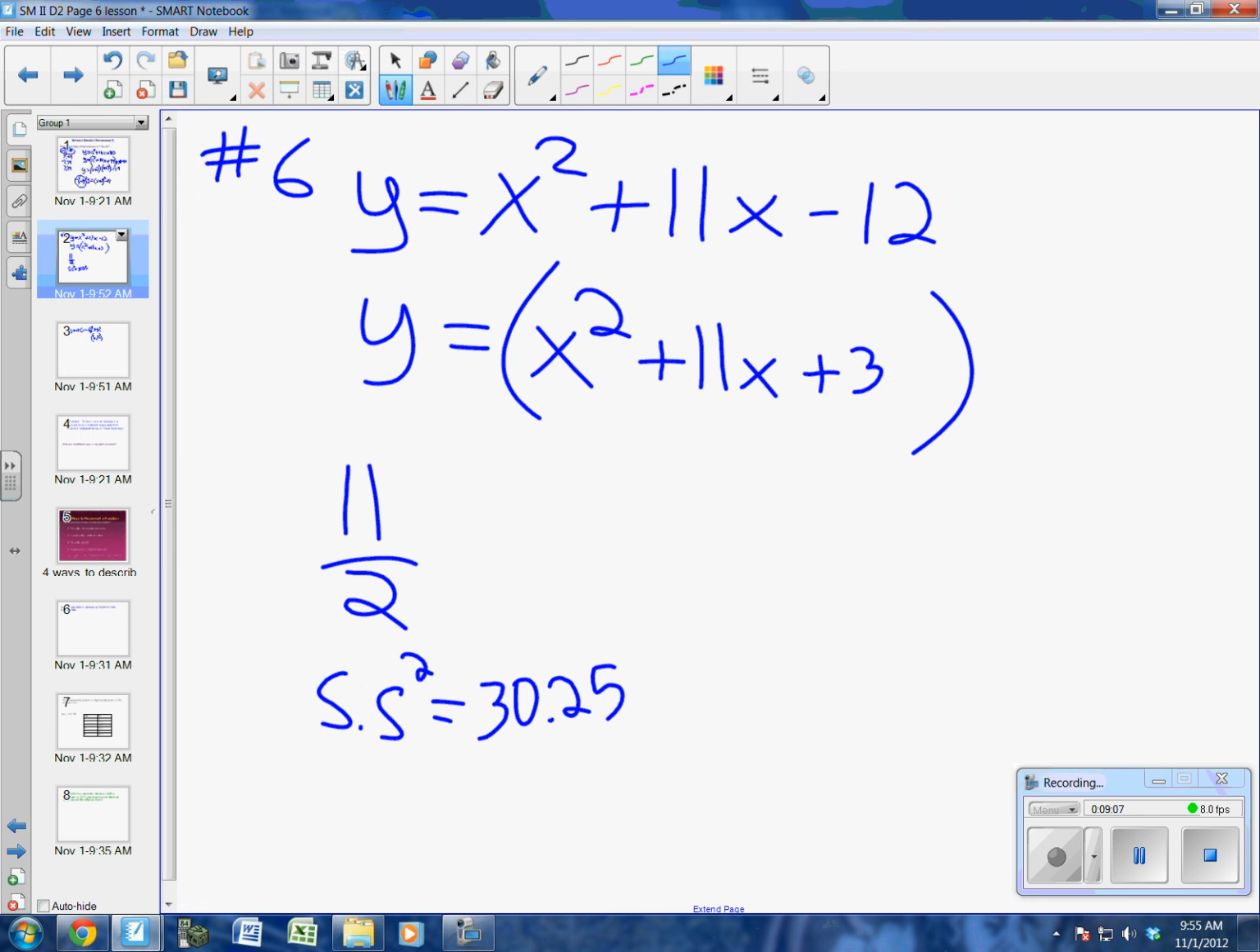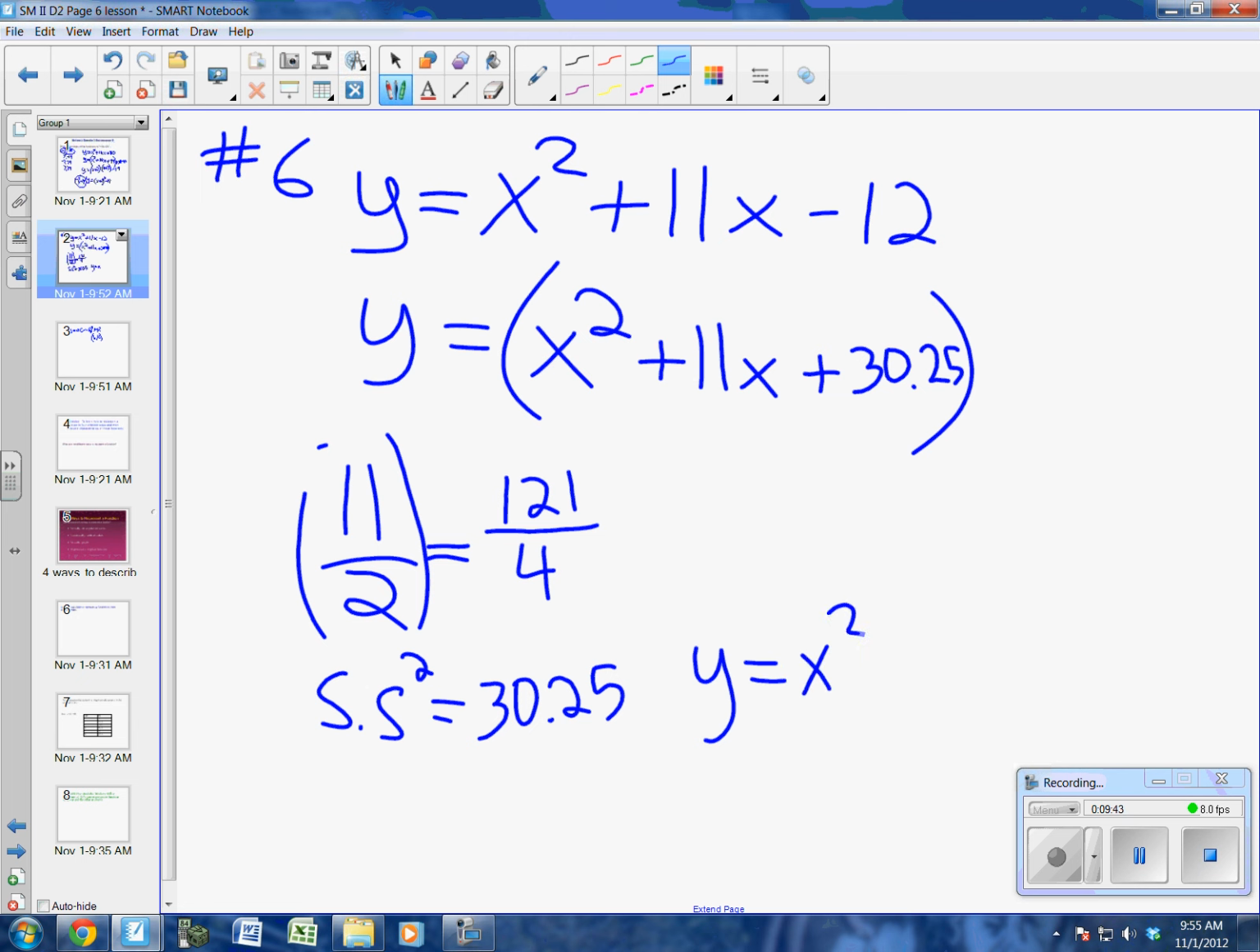Since I haven't done one with decimals yet, we'll do one with decimals. How about you, those of you who are using 11 halves? What's 11 squared? 121. What's 2 squared? 4. Remember, when you square a fraction, all you have to do is square the numerator, then square the denominator, and there's your square. Okay? So those of you who are using 121/4, I will write that one down here. y equals x squared plus 11x plus 121/4.